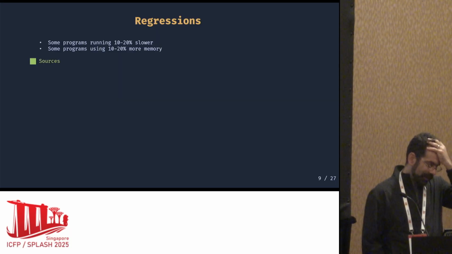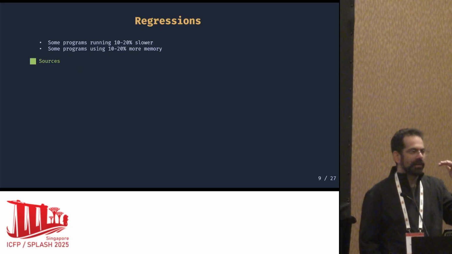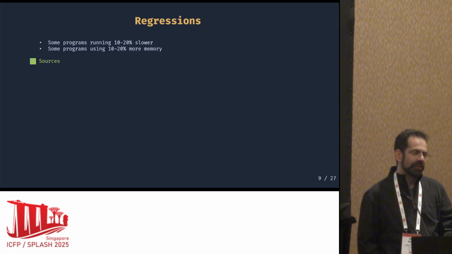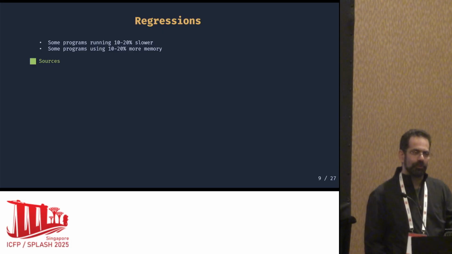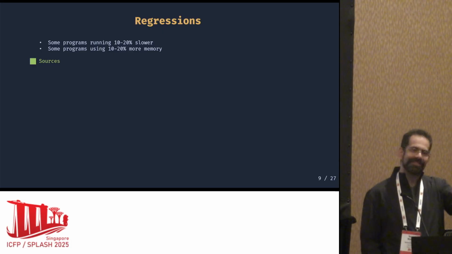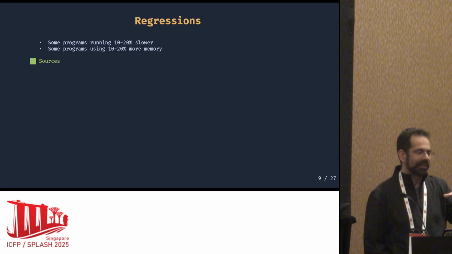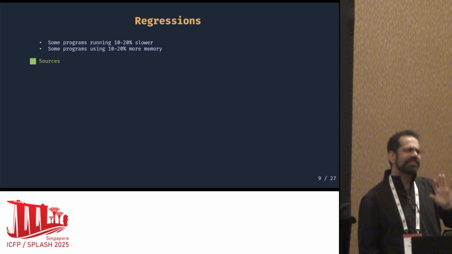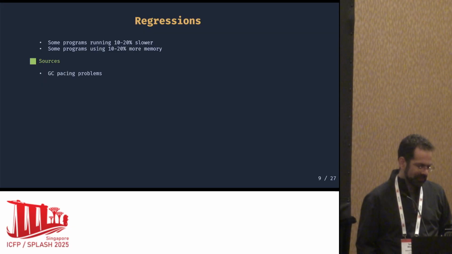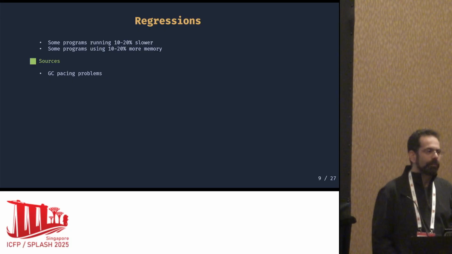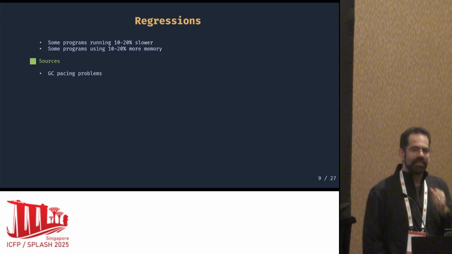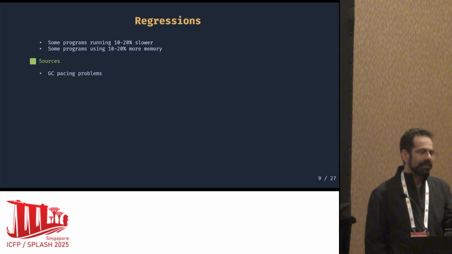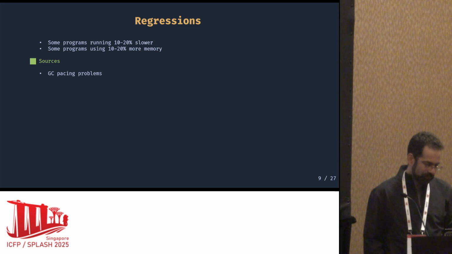And where did this come from? There's a much longer version of this talk I could do, if I was more competent. Maybe we could collectively do a several-hour version of this, going through all the different things that were discovered. But just to give a high-level summary of what we found: first of all, there were some problems in pacing in the GC that were subtly different between the two collectors that we had to work through.